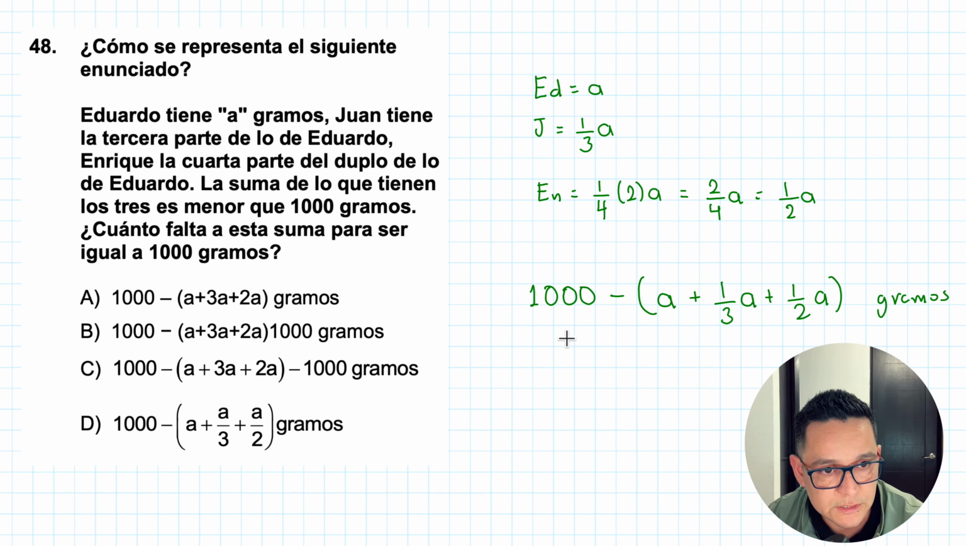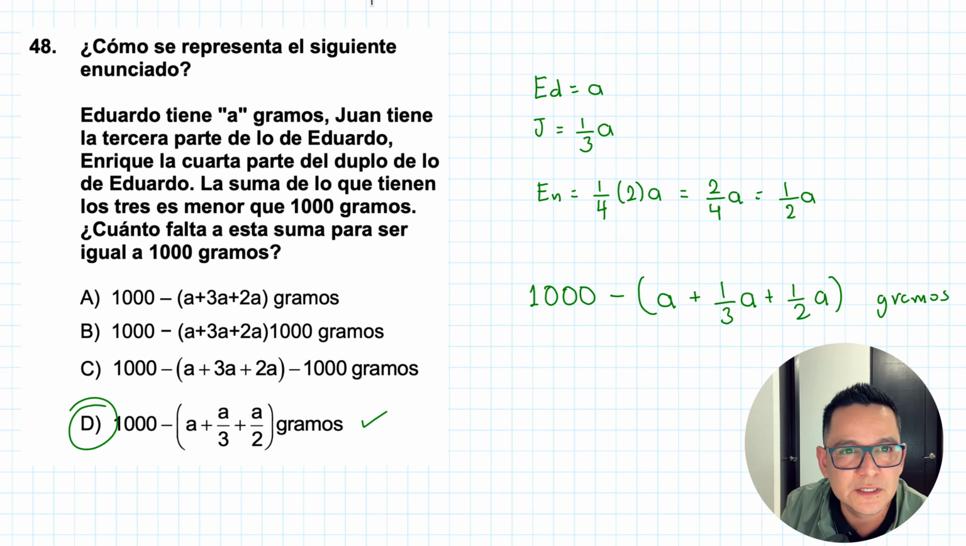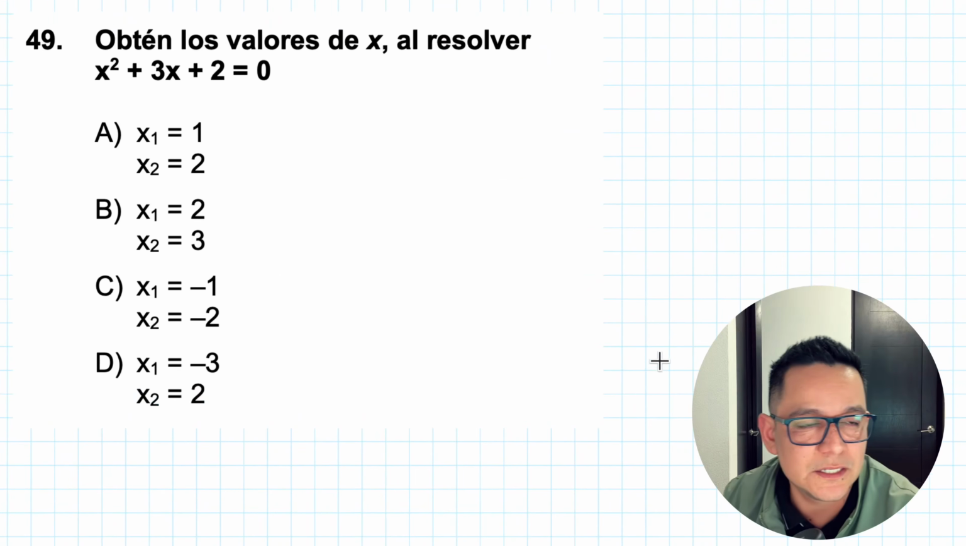Let's see where that is. 1,000? This one looks similar, but not here, I think. Let's see. 1,000 minus A plus A divided by 3, plus A divided by 2. Done. This would be the correct answer, which is option D. That's it. That one was easy, right? All right, let's go with the next exercise.